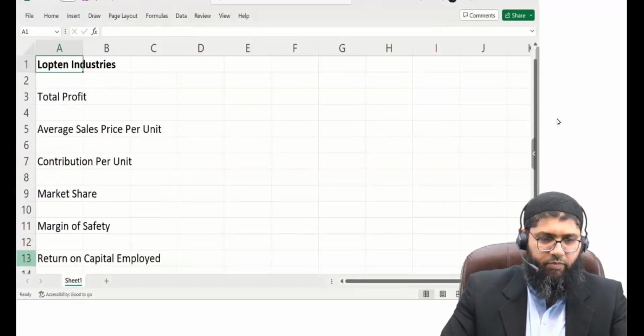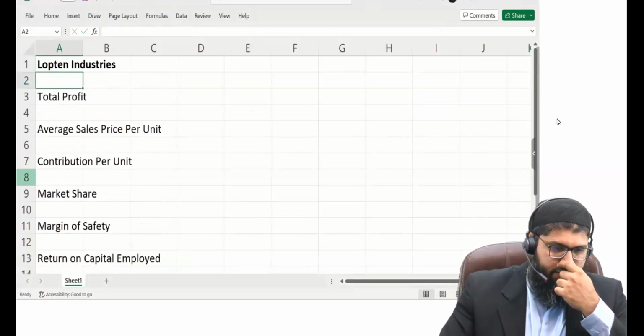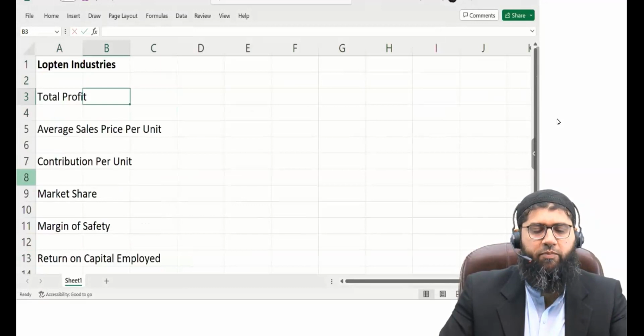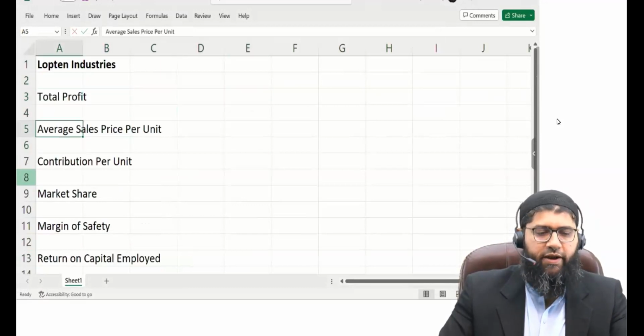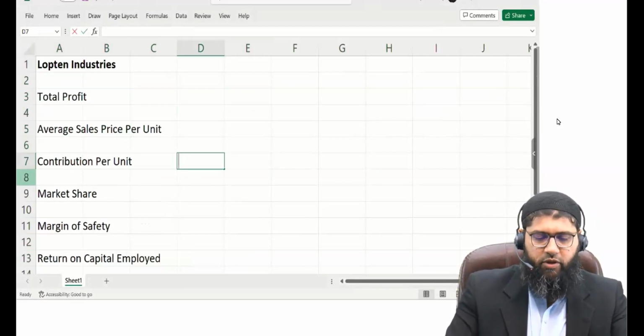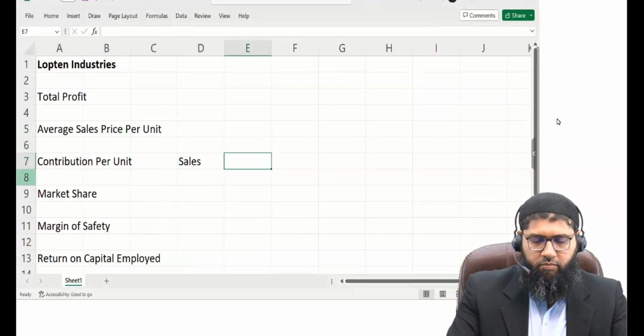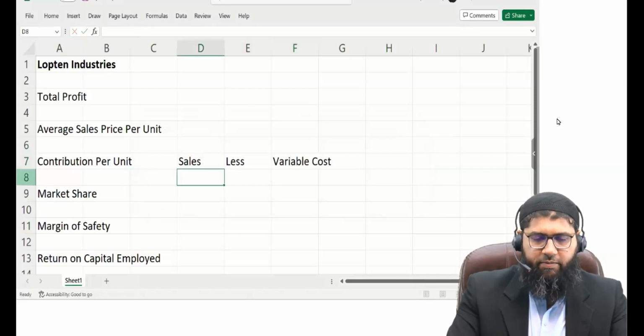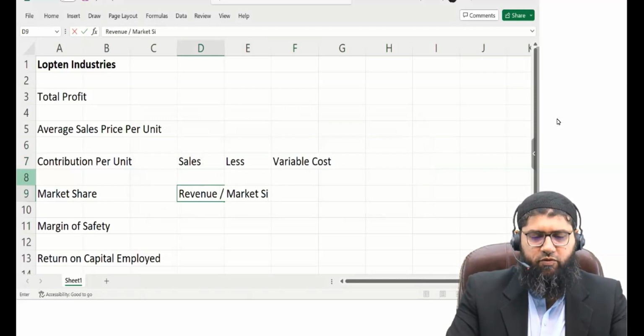Now see, what actually happens is that we have these things: total profit, average sales price per unit. You know how to calculate total profit. Now contribution, how do we calculate contribution? Sales minus the variable cost, so less the variable cost, you end up getting the contribution. Market share is revenue divided by total market revenue.